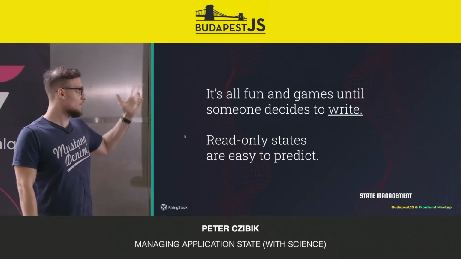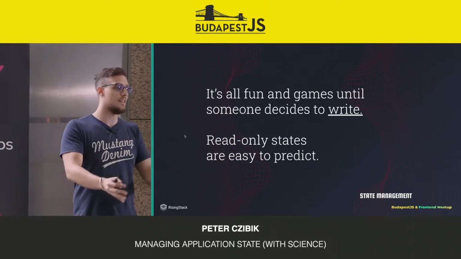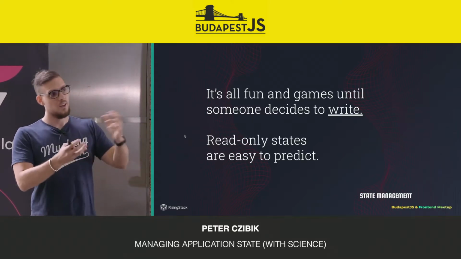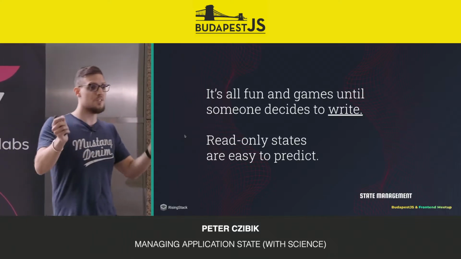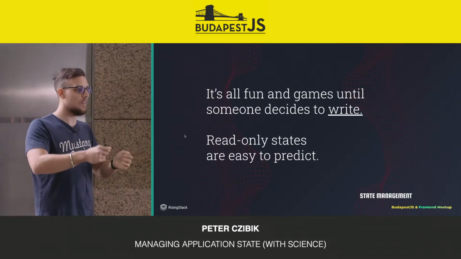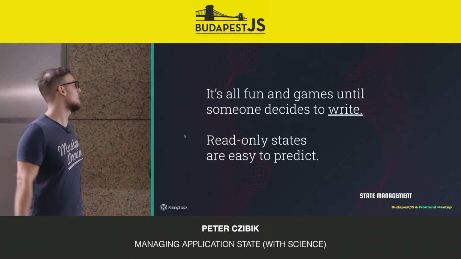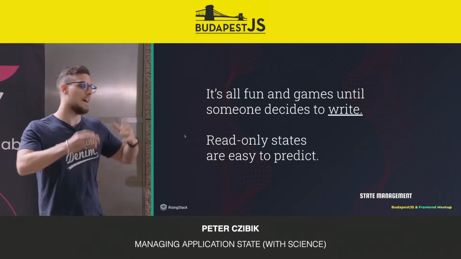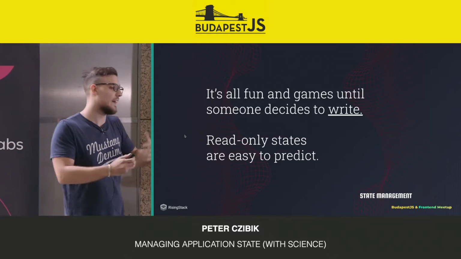So it's usually all fun and games until someone decides to write. Usually if you have read-only state, things that you're displaying in the UI, if you think about React components, for example, if you have props, you can usually tell what's going on in a React component. But when you have a useState hook, for example, it gets a little more complicated to decide what state the application is currently in, what is going to be rendered. So read-only state is easy to predict, and if someone decides to have a piece of state that lives in a useState callback or something like that, then it gets problematic.